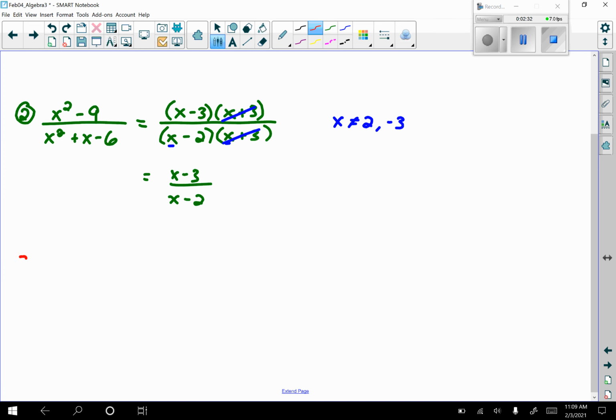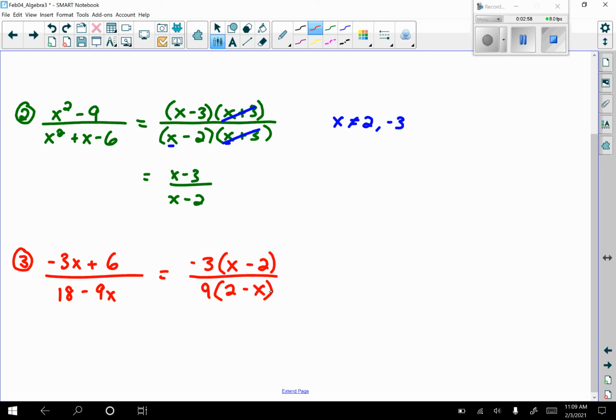Let's take a look at number 3. We have negative 3x plus 6 divided by 18 minus 9x. There is a GCF in the numerator. I'm actually going to factor out a negative 3. What do we have left? We have an x, but then we're going to have a minus 2. That way we need to get that positive 6 when we distribute that back in. In my denominator, I can factor out a 9. What am I left with here? A 2 minus x. Again, state our restrictions. This x here cannot equal a positive 2.